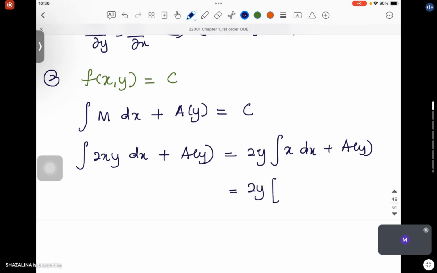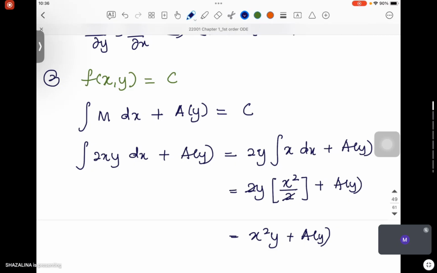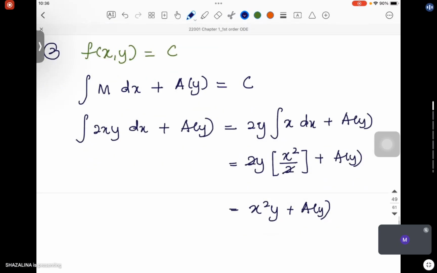2y integrate x is x squared over 2, plus a function of y, where we will find it in step number 3 and 4. Before that, okay, 2y times x squared over 2, simplify, x squared y plus A(y). So we get the solution f(x,y). This is the f(x,y).